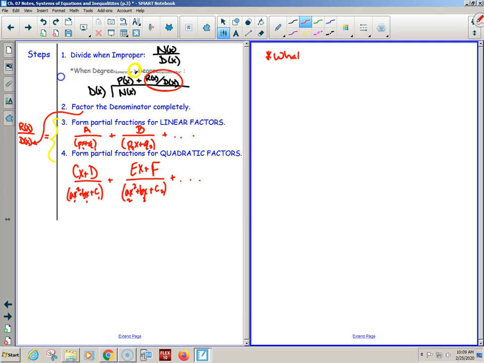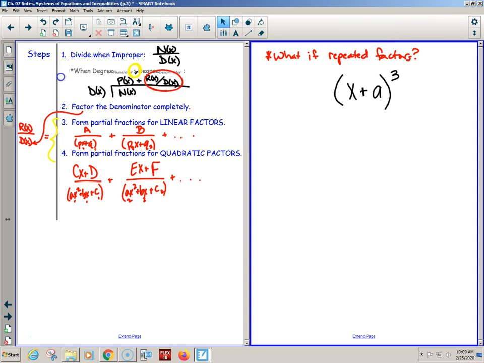What if, bless you, we have repeated factors? What I mean by repeated is some sort of, I don't know, let's just do a basic one. Like x plus a. What if it's cubed? So it's linear. It's 1x plus a. It's a linear factor, but it's cubed, to the power of 3.